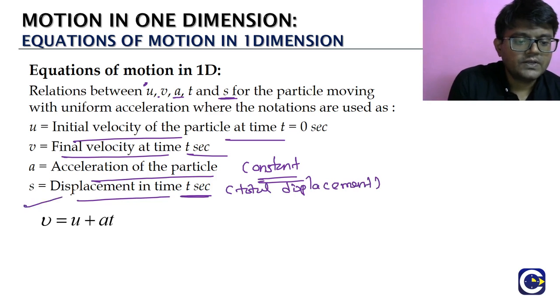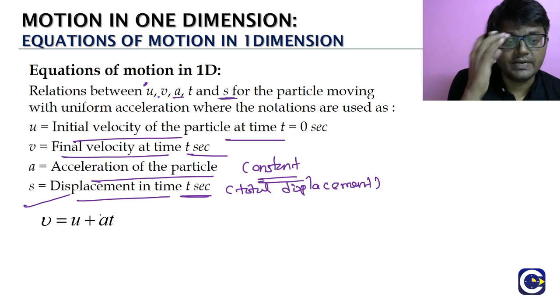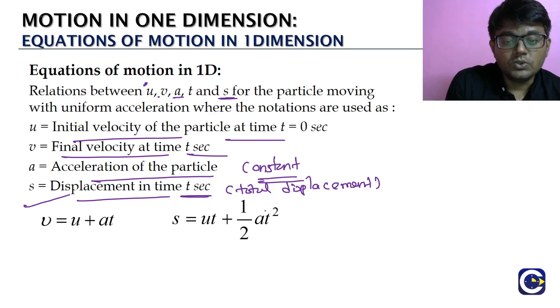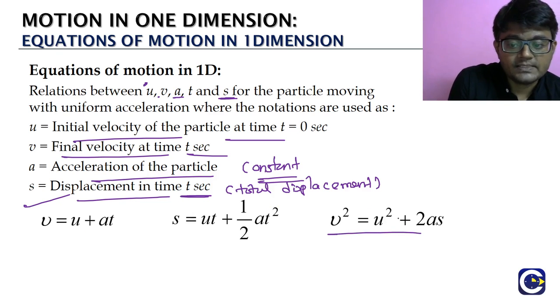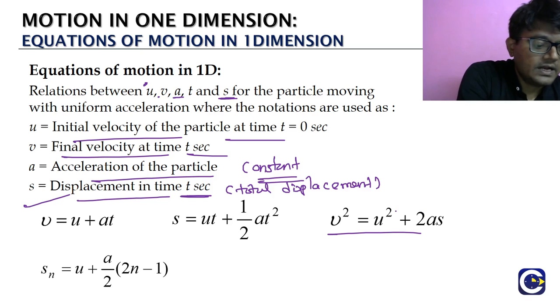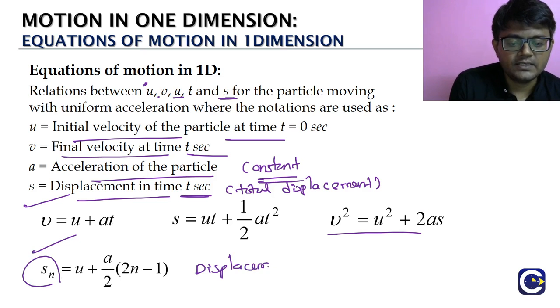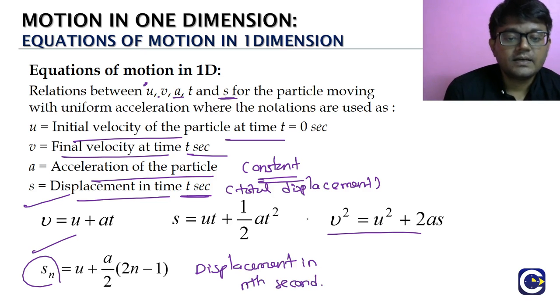So what are the results we are having? We have the scalar versions that we'll use in the 1D motion. V is equal to U plus AT, then S is equal to UT plus half AT square, then V square is equal to U square plus 2AS, and we also have the displacement in the nth second. This is also an important result. So all these are in the scalar form.